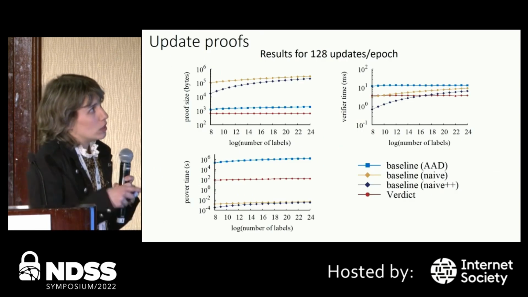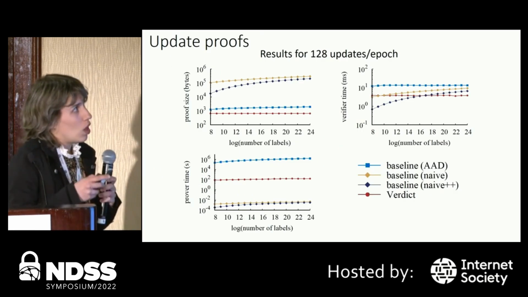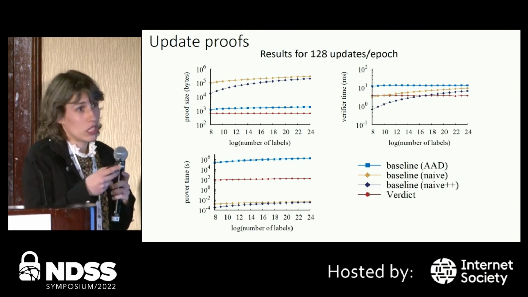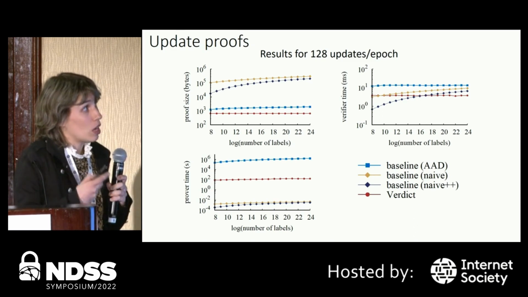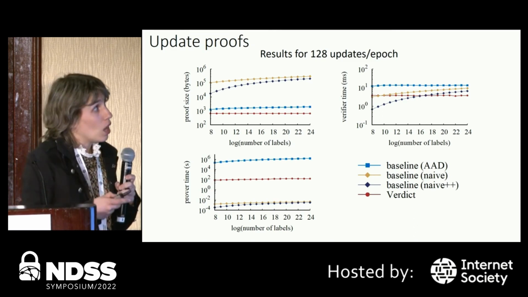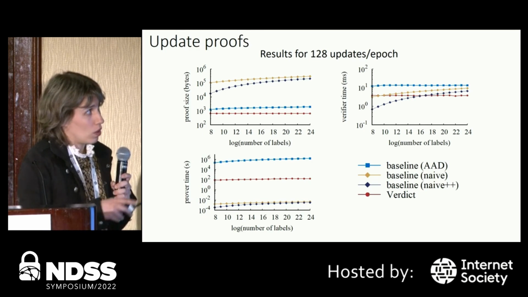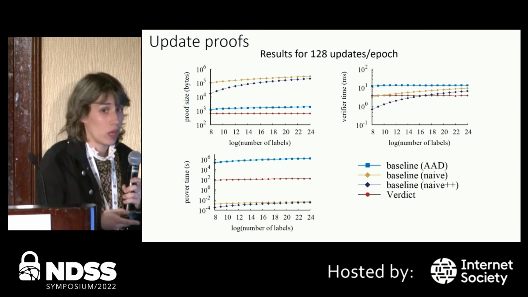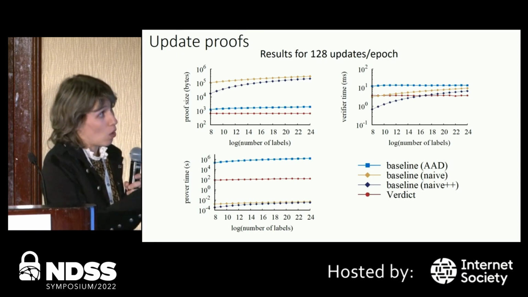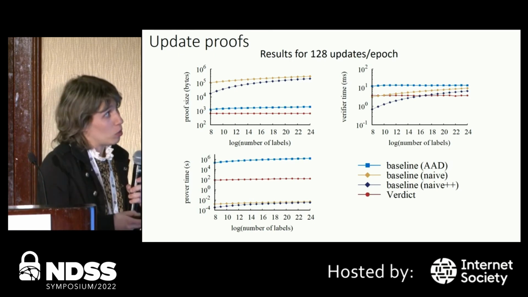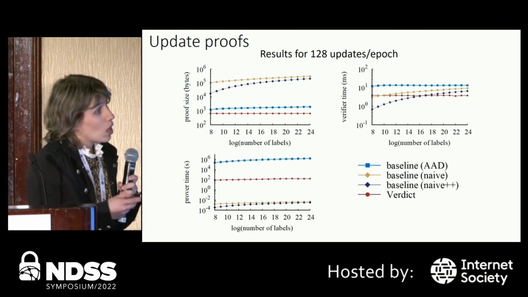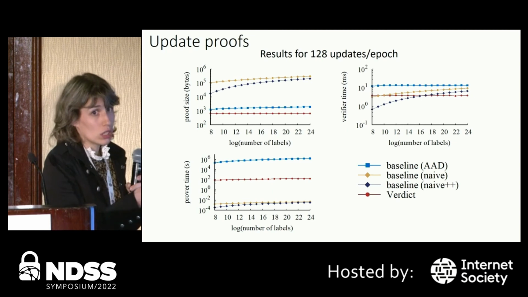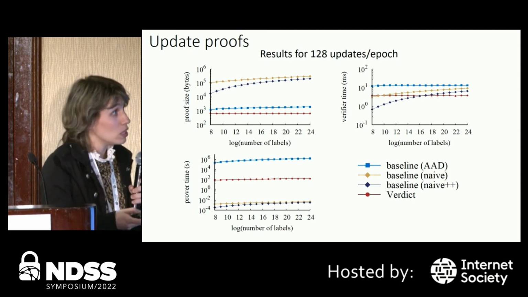And now let's look at the update proofs. The update proofs on all systems scale with the size of the dictionary and the number of updates per epoch. Here I'm only going to show you our results as a function of the dictionary size, but in our paper we have more results for how all of the systems scale with the number of updates per epoch. As you can see, Verdict's proof sizes are constant. They amount to 651 bytes.